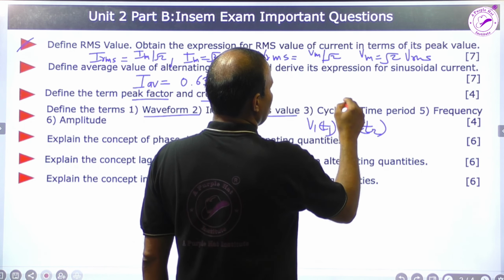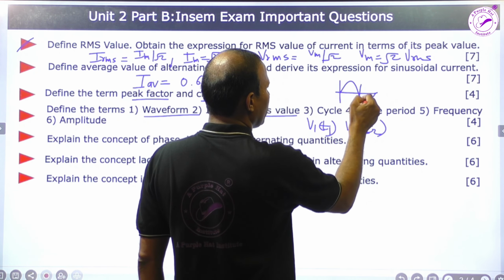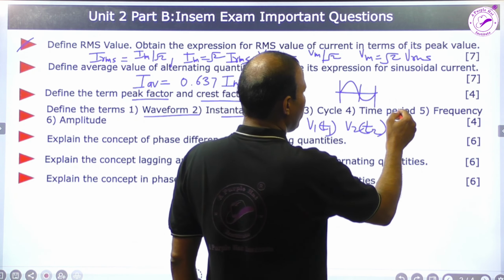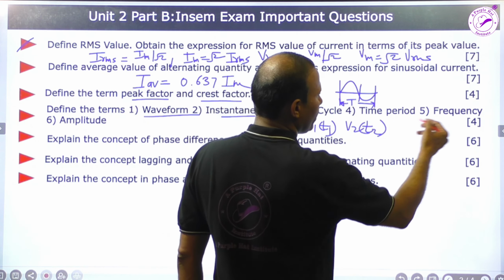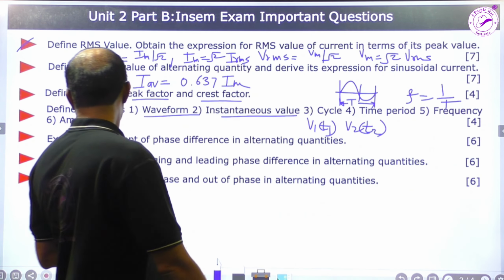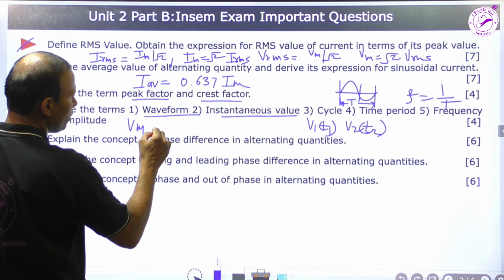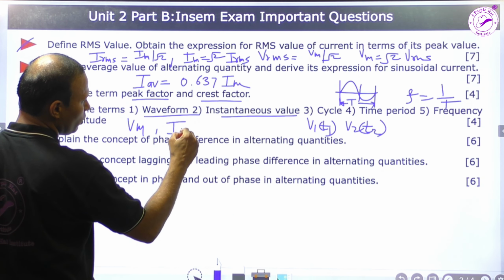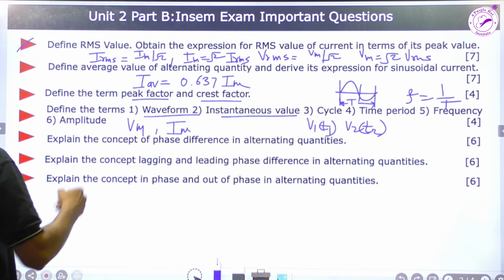Cycle: this is one positive half cycle. This is one full cycle. Time period: the time taken for one complete cycle is T seconds. Frequency is f, which is inversely proportional to time period. Then amplitude, this is the maximum value, for the voltage wave it is Vm, and for the current wave it is Im. This is called amplitude, the maximum value of voltage and current.